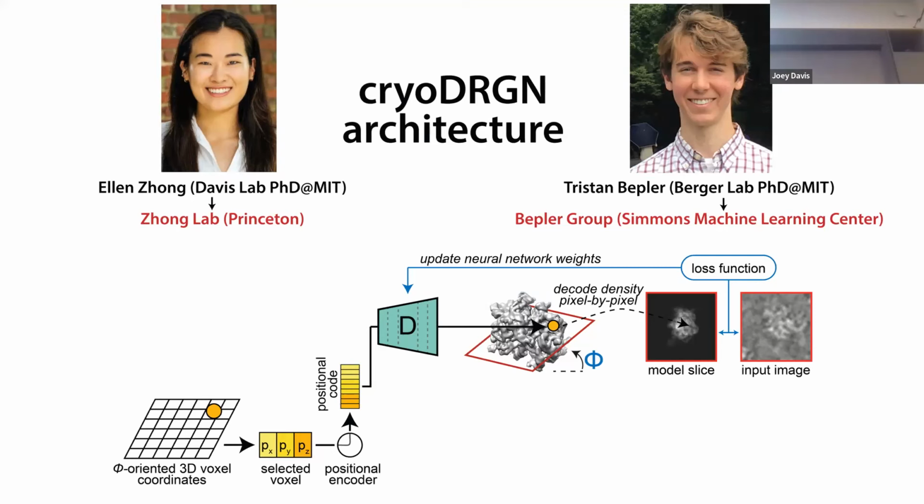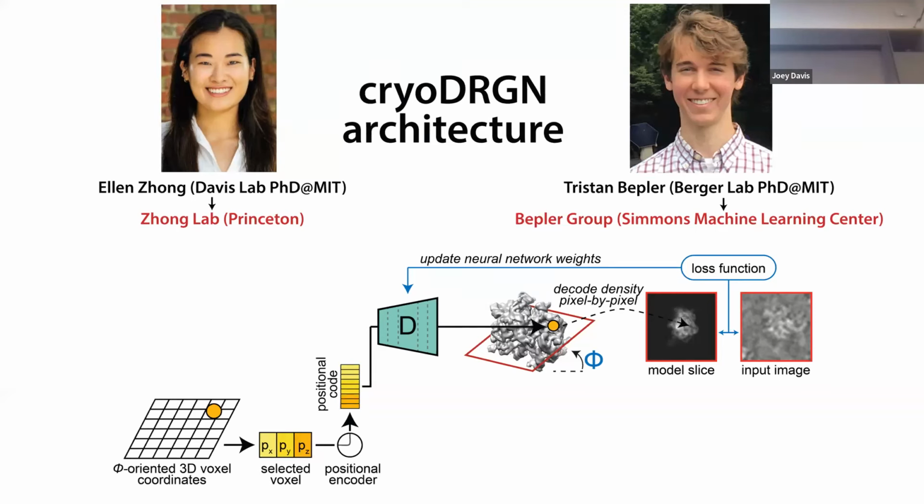The basic idea is that you have what we call a decoder network. It's going to predict the density at some position. We're going to rasterize through this whole slice, which produces a model slice. We'll compare that to the input image, and the difference between them we'll use to update the neural network weights of the decoder. So we'll pass the data over and over again until it can predict good model slices.